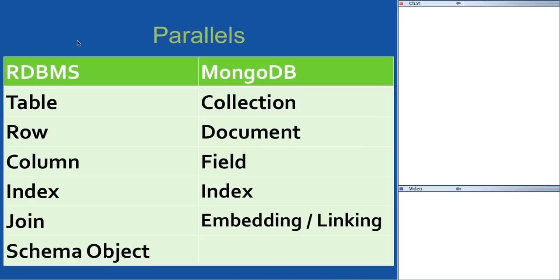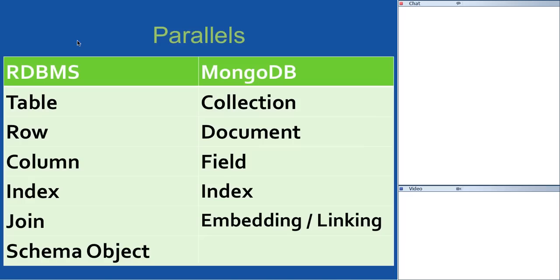Indexes are relatively the same. We use B-tree indexes, so properties that you're familiar with when it comes to relational database indexes are very similar to those properties in MongoDB. Being able to declare an index on a specific column is not that different than declaring an index on a field in Mongo.